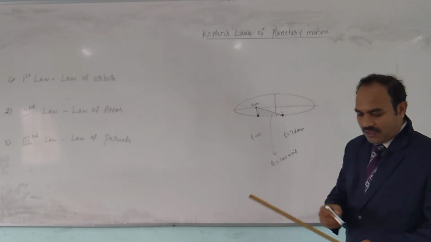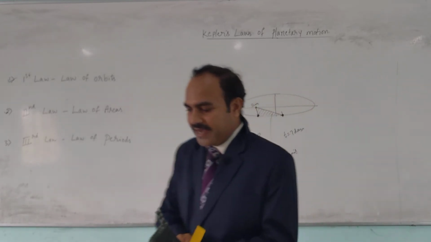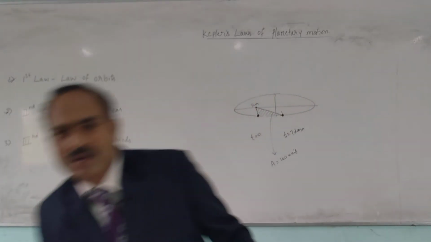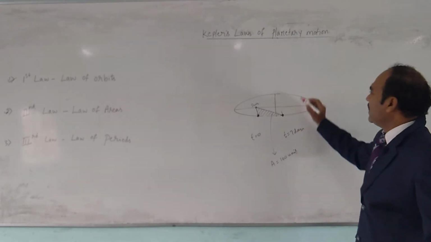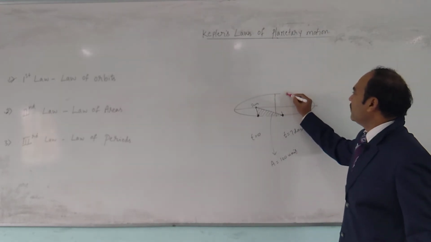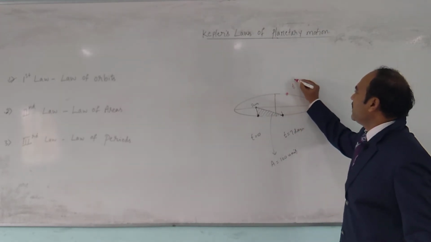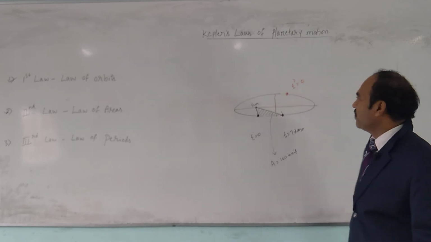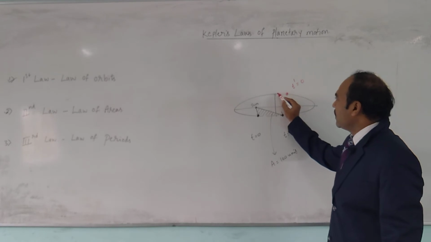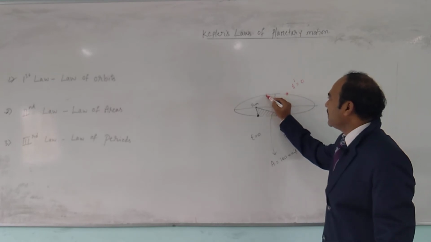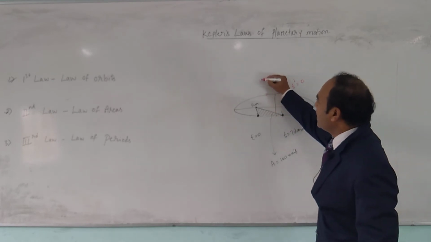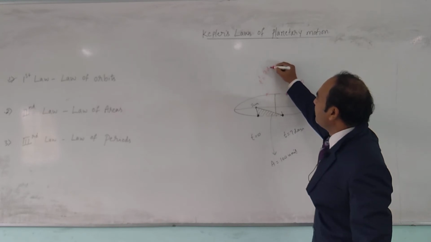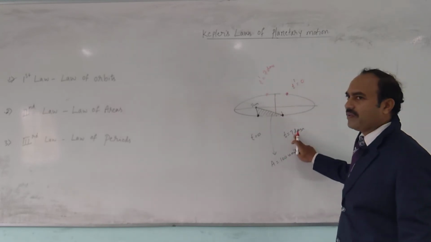Now, when the time passes, let the planet move over the orbit. After a few months, let this be the new position of the planet. This is the beginning point of the second set of observation. I write it as t dash is equal to 0. Again, when the time passes, the planet moves. After 7 days, let this be the new position of the planet. Let t dash is equal to 7 days. Same time interval we have considered.